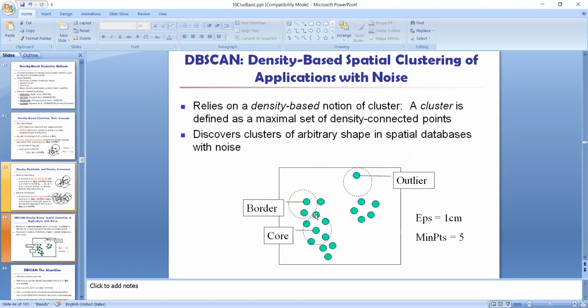Core point means within that epsilon neighborhood, it must have a minimum number of points. Border point means it doesn't have the minimum number of points, so it is not a core point, but still it is in the neighborhood of a core point, so we call it a border point. Now, what is an outlier or noise? If a particular point is not a border point and not a core point, then we call it an outlier or noise. That is how the DBSCAN method is able to identify the different outlier points.